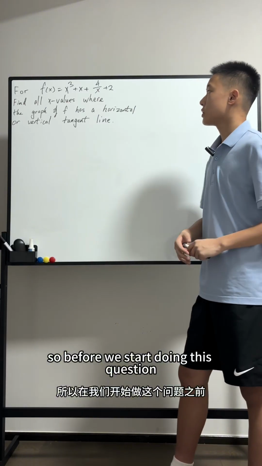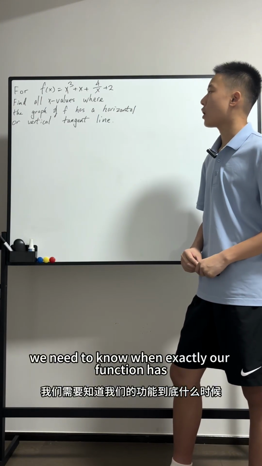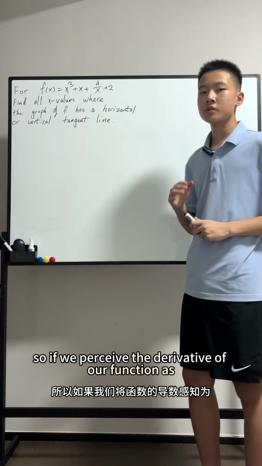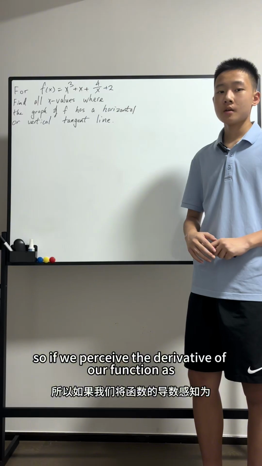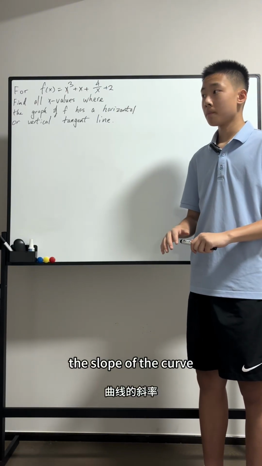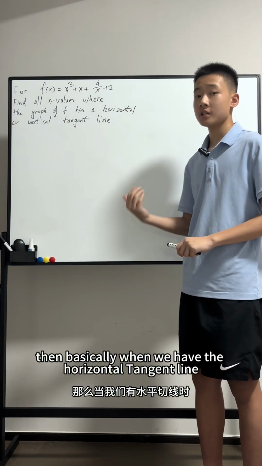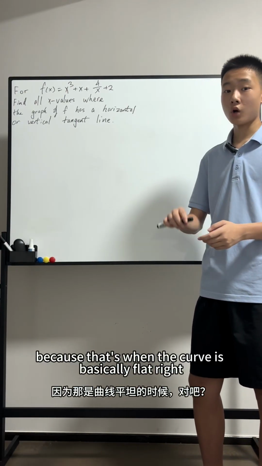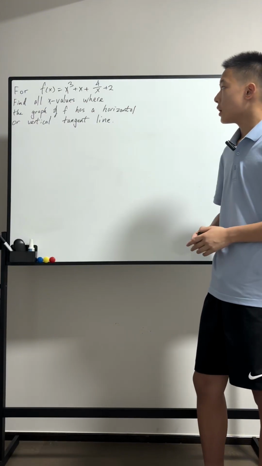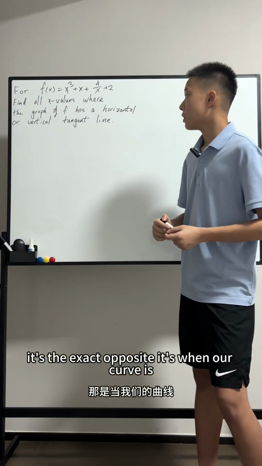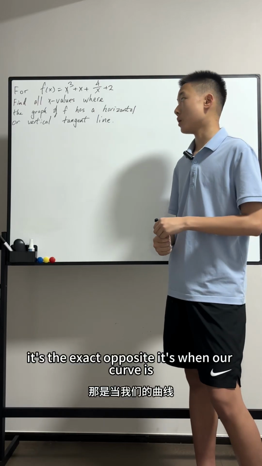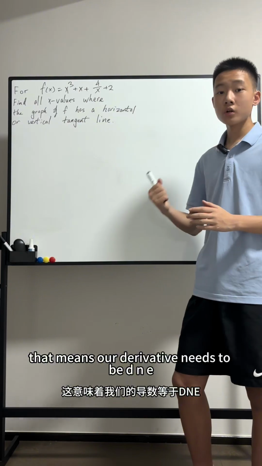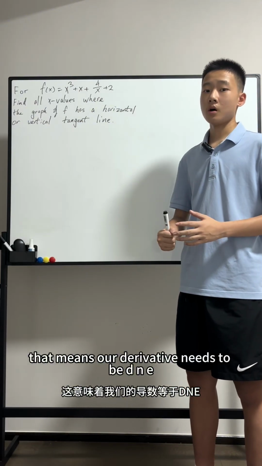So before we start doing this question, we need to know when exactly our function has a horizontal or vertical tangent line. If we perceive the derivative of our function as the slope of the curve, then when we have a horizontal tangent line, that means the derivative is equal to 0, because that's when the curve is basically flat, right? And when we have a vertical tangent line, it's the exact opposite. It's when our curve is exactly vertical. That means our derivative needs to be DNE.